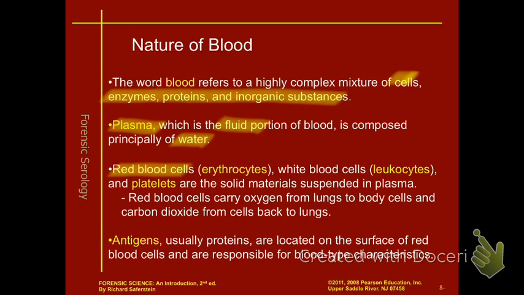There are red blood cells, which are called erythrocytes, white blood cells, which are leukocytes, and platelets. Those are the other of the four main parts of blood. Those are the solids that are suspended in the liquid plasma. Red blood cells carry oxygen from the lungs to the body cells, and carbon dioxide from the cells back to the lungs. If we look at the surface of the red blood cells, there are antigens. These are proteins, and those are responsible for blood type characteristics.